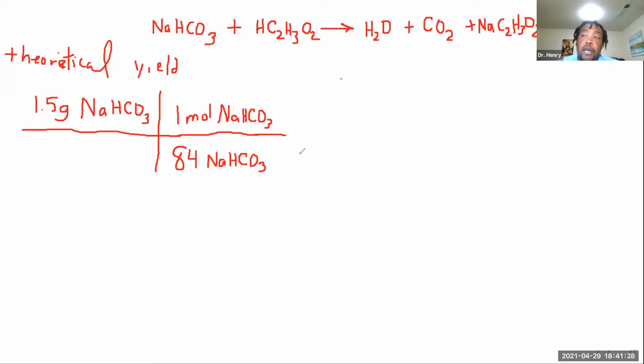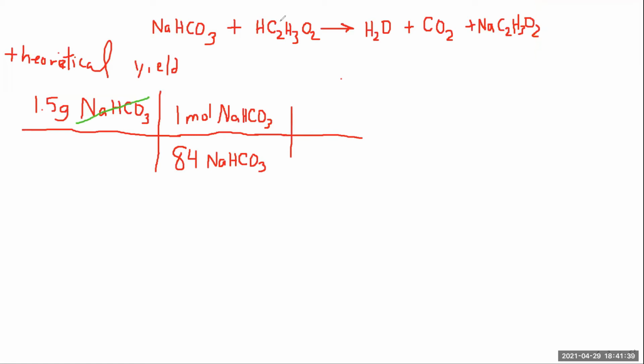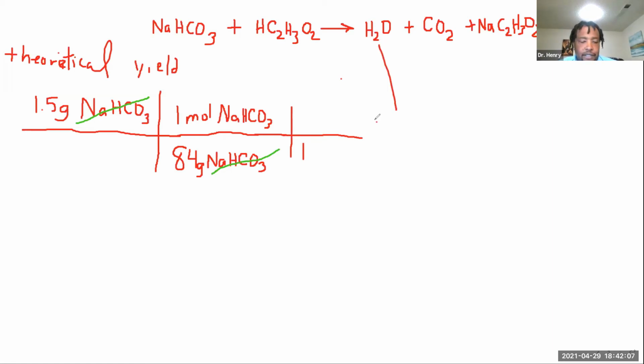Okay, so then this gives us the number of moles of sodium bicarbonate we have. Now we have a 1-to-1 ratio of moles of sodium bicarbonate to moles of carbon dioxide. So we're going to use the ratio in our chemical equation. That's why we have to be sure that our chemical equation is balanced, because it'll let us know how much we can actually make theoretically, right?